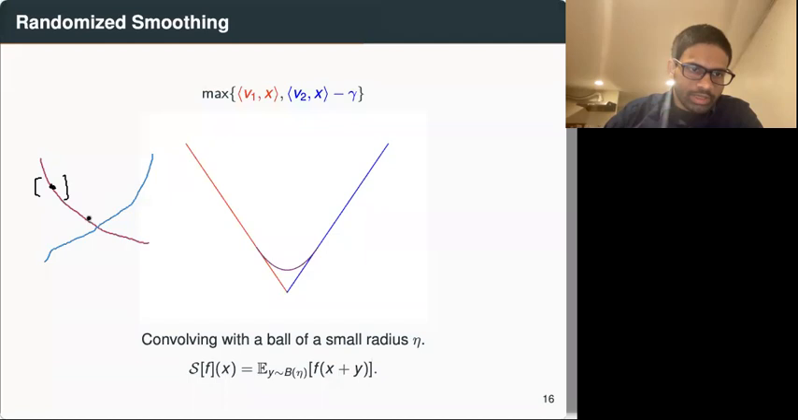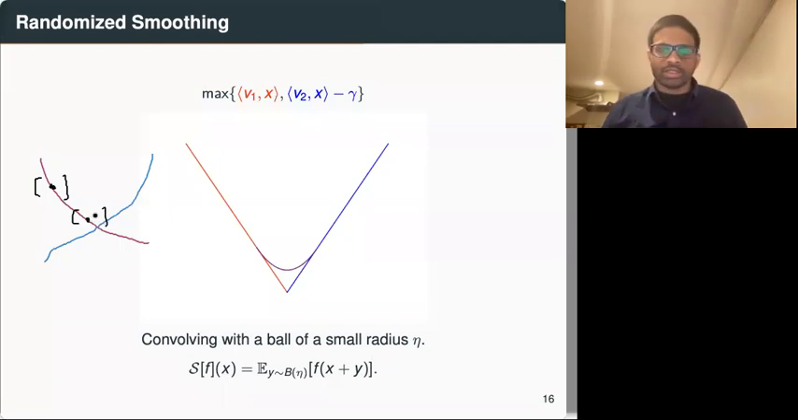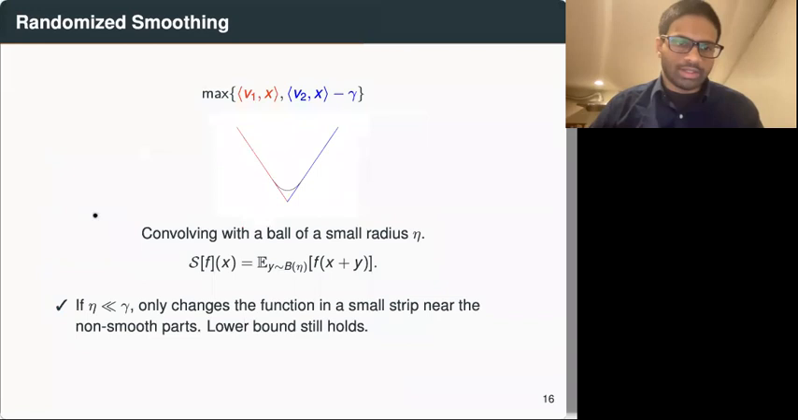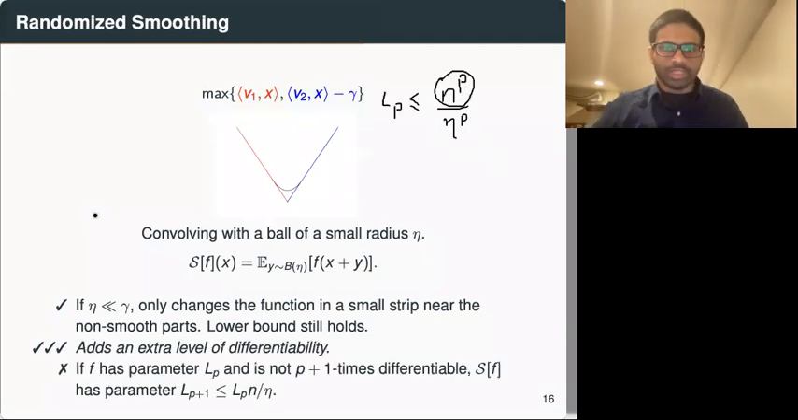It's only when you take the average of some point here that some information has leaked about V2, because we're also averaging some points of the blue plane. It's not just the red plane. So although I've stated it as it only changes the function in a small strip, what I really mean here is that the dependency of the answer only changes in a small strip. It still depends only on V1. That's going to be important.